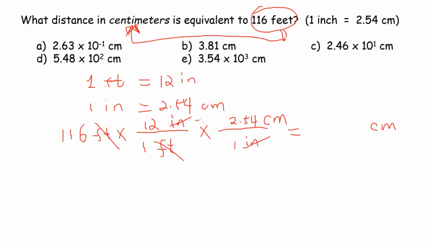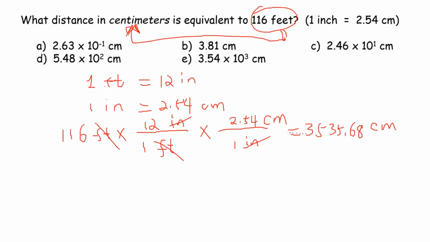Now, it's just a matter of using your calculator. Key in 116, do that right now, 116 times 12, don't hit enter or equal sign, keep going, times again 2.54. And now hit the equal sign or enter sign, depending on the calculator you have, it should show 35.68. Okay, so now we converted the unit from foot to centimeter.